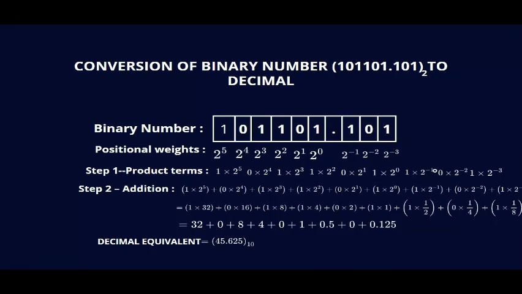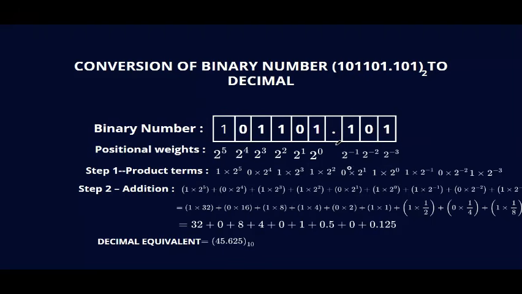Let's now see the conversion of a mixed binary number 101101.101 to decimal. It has the integer part 101101 and the fractional part 101. Starting from the binary point to the left, the bits are assigned the weights 2 raised to 0, 2 raised to 1, 2 raised to 2, and so on.